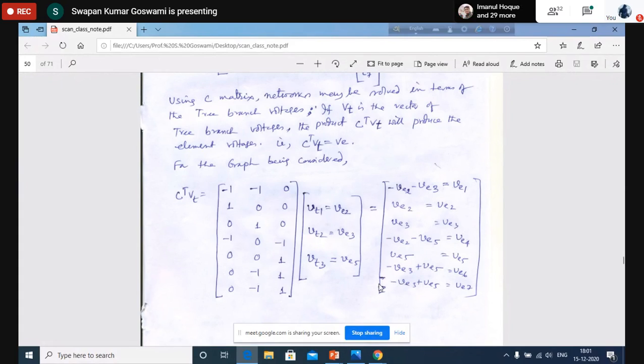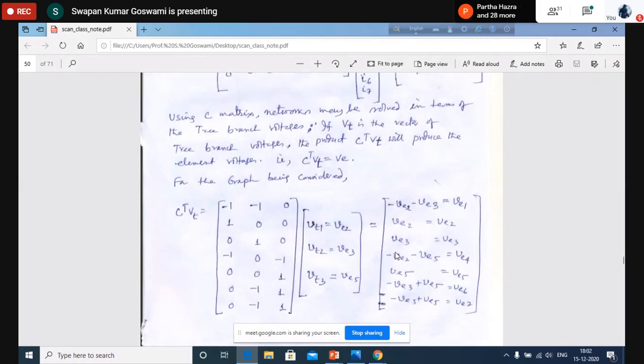Because this is the 7th row, we shall consider element 7. 6th row, we shall consider element 6. 5th row, here element 5. 4th row corresponding to element 4, like that. Is it clear? Yes sir, yes sir. Okay.